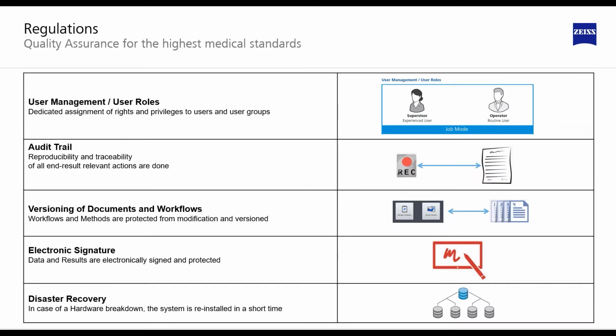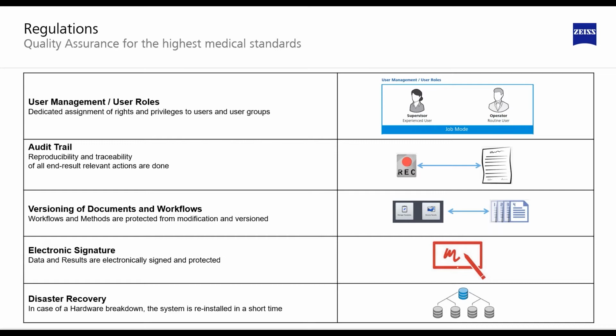These are, first of all, the user management and the user roles. There have to be dedicated assignments of rights according to users or even user groups. For example, I have a supervisor with extended rights compared to the operator. Then a second topic is the audit trail. There we need the reproducibility and the traceability of our results. And these 2 points are very, very important.